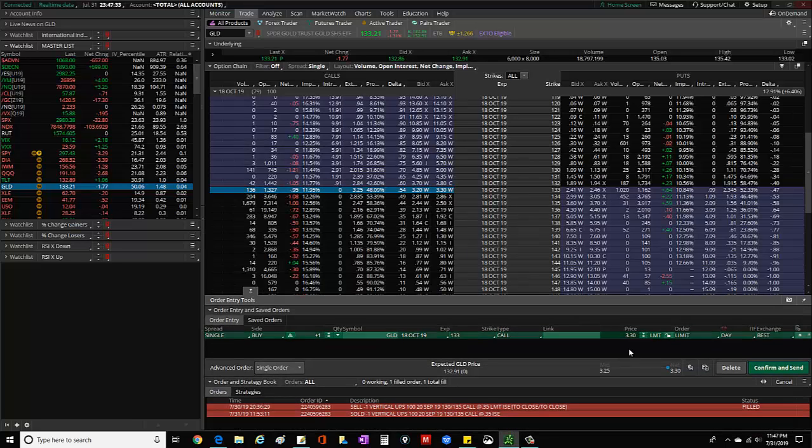So let's say I wanted to buy this call option again. So you can see here mine defaults to limit order. Now some people will have theirs defaulted to market.